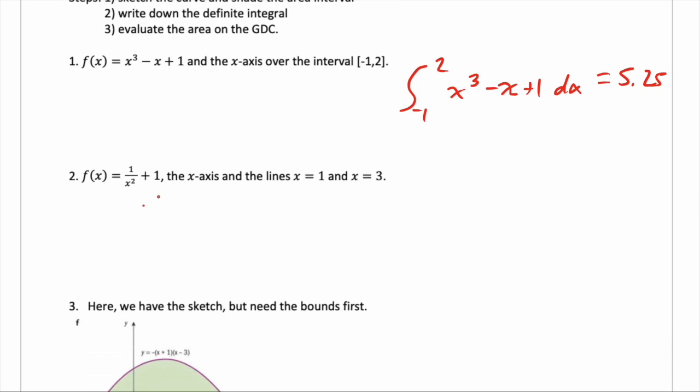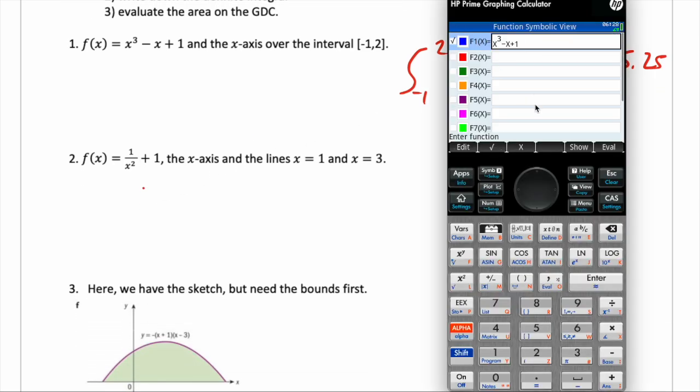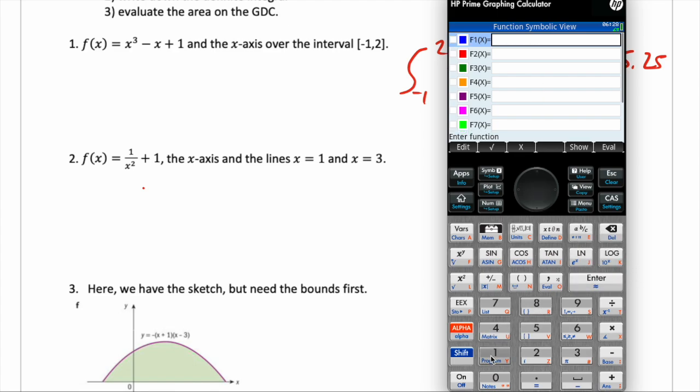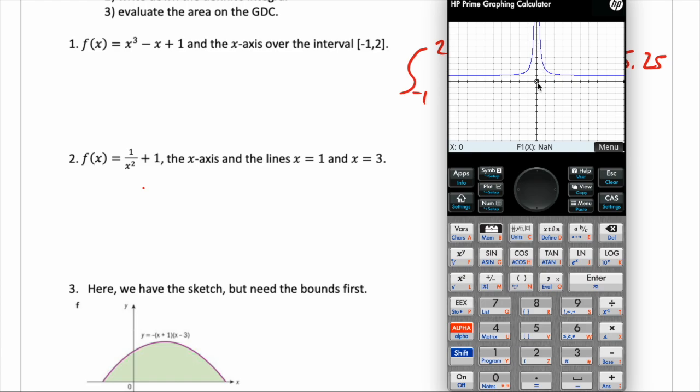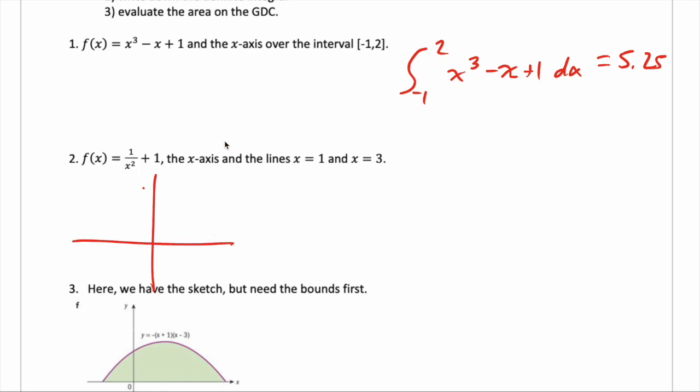This graph is going to be a little bit more interesting. Let's check it out. Okay. So let's plot it. This one, yeah, it's got a vertical asymptote at x equals 0. Let's sketch that. So it looks like that. It's all above the x-axis, but there's a vertical asymptote there, so you can't really work out the area here. So watch out for those kind of things.